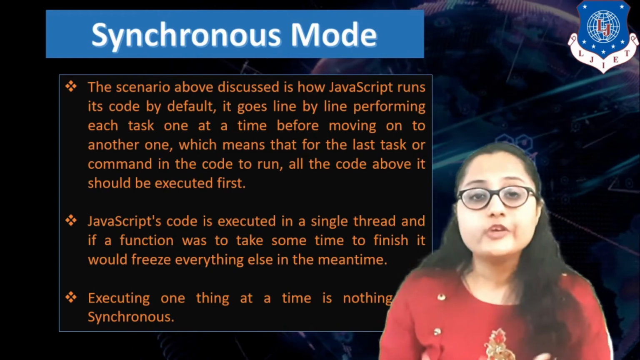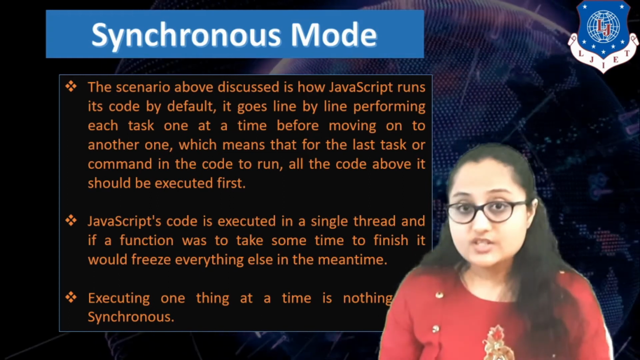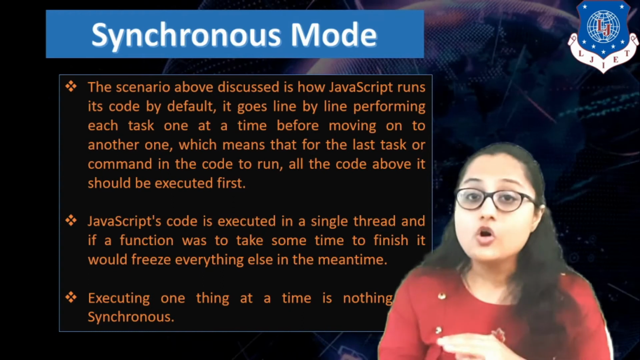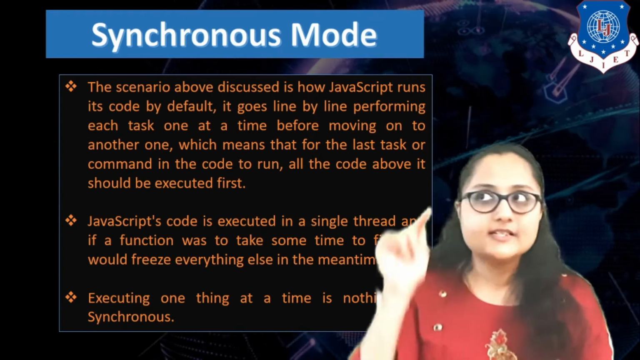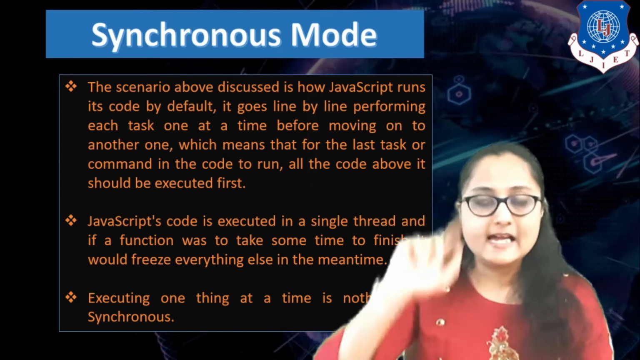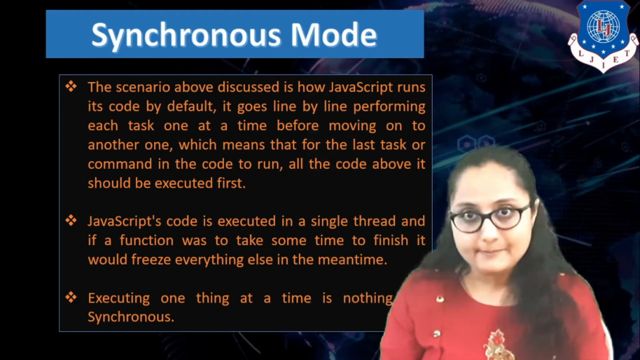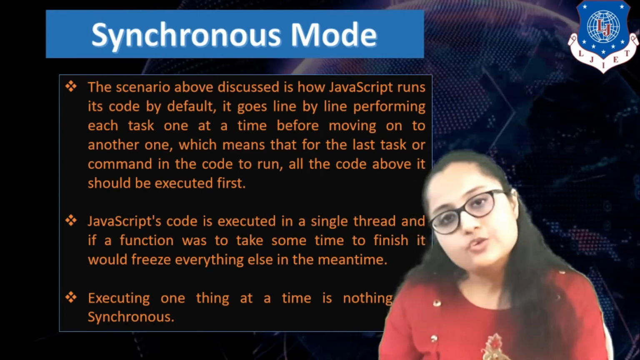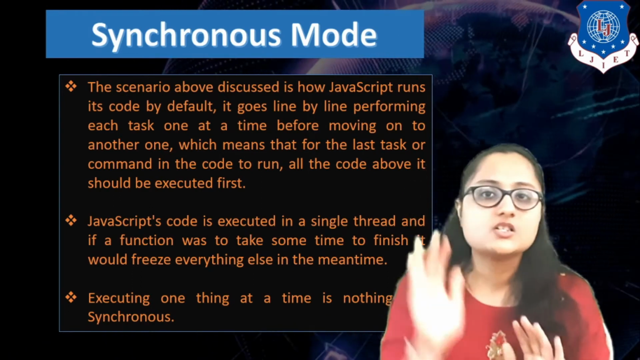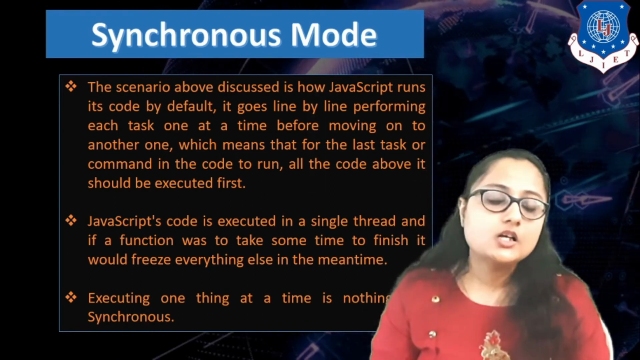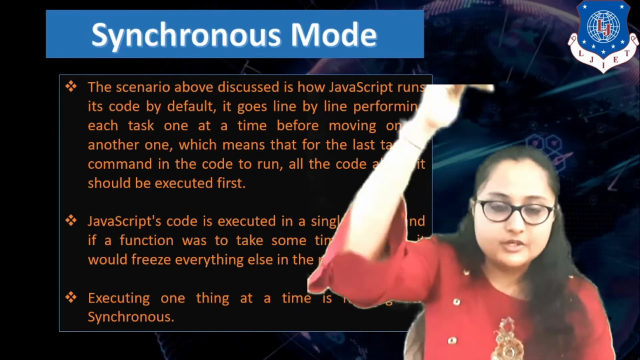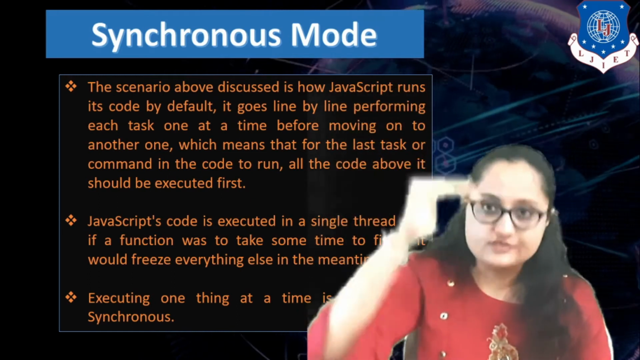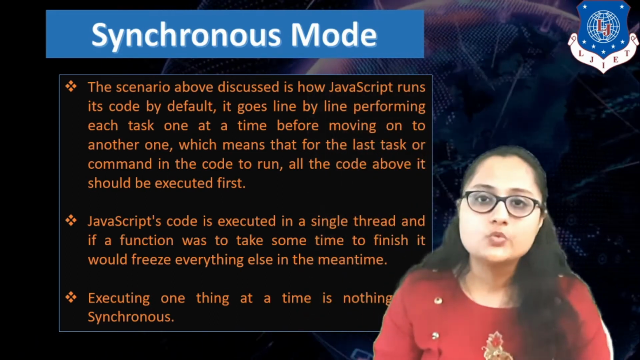Before moving to the next task, or the next command in the code, all the code above it should be executed. So if there is an error in the function exactly above my function, what will happen? The lower portion of the code will not be executed, because the script exits at the point where you find an error, since it executes the code line by line from top to bottom.